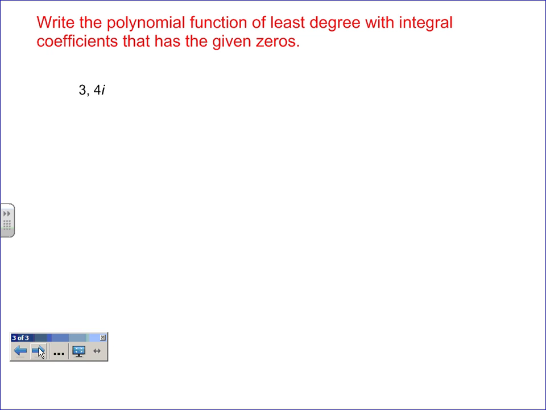So what you do is you take these zeros and turn them into factors. And the easiest way to do that is you always go x minus whatever you're given. Because do you agree if I set x minus 3 equal to 0, I get the x value of 3 being the one that makes it work? See that? Does that make sense? So then you do the same thing here. x minus 4i.